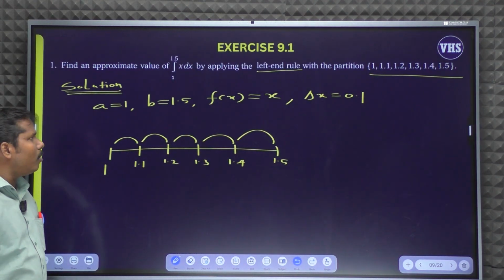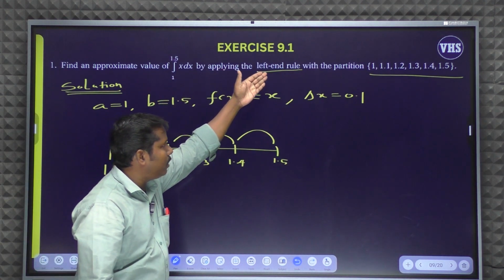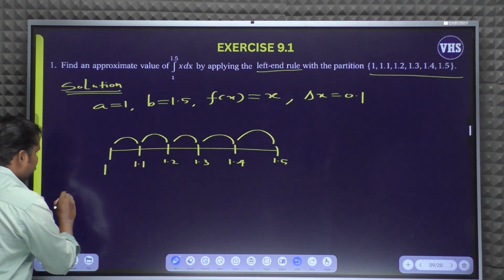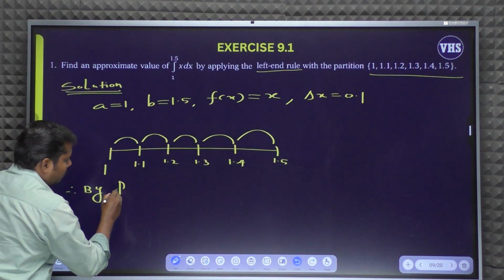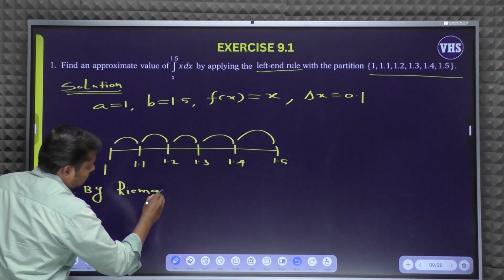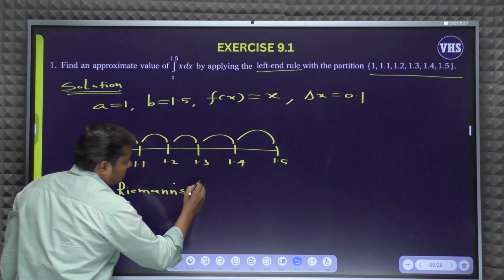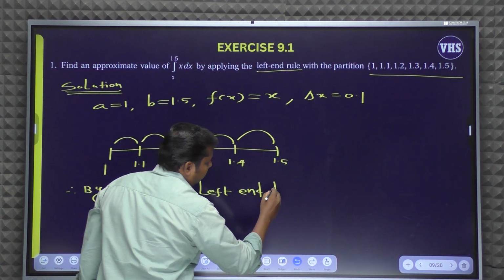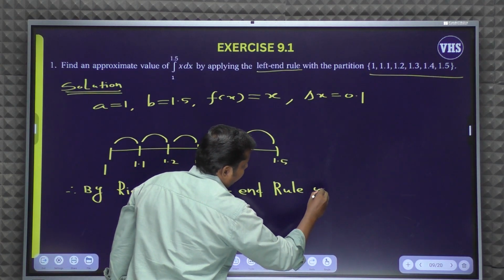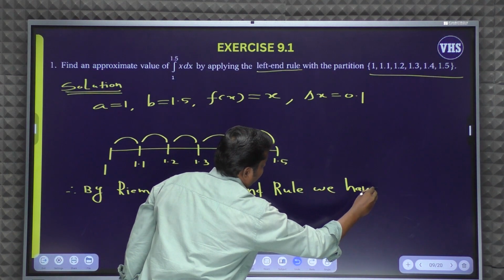Students, we have collected all the required information to enter into the problem. Let's use the left hand rule here. So therefore, by Riemann's left hand rule, we have that. What do we have?